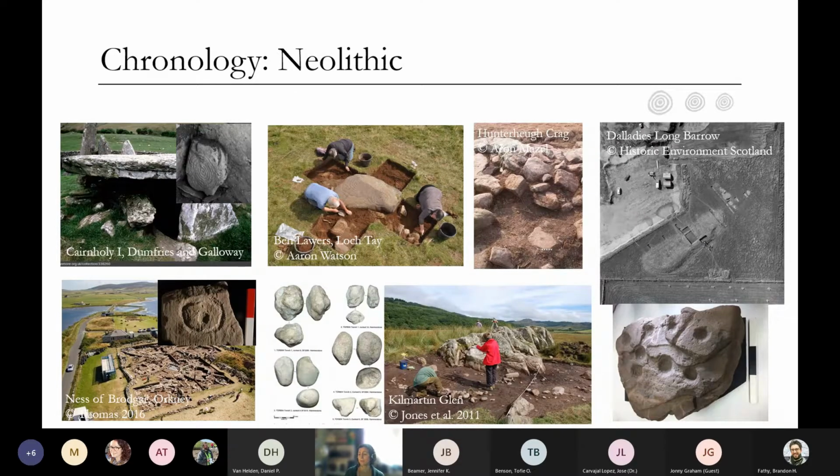We also have that on the bottom of the screen. We also have that carved rock with a cup and ring that was found in an excavation at the Ness of Brodgar, which is definitely of Neolithic chronology. And although we don't really have a lot of open air rock art in Orkney, strangely enough, it does suggest that at least the design was there, the design was being used at that point.